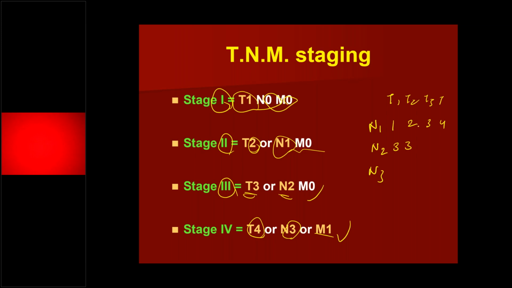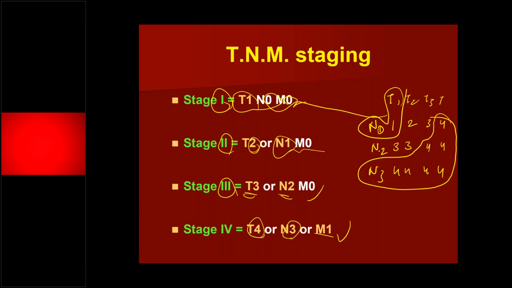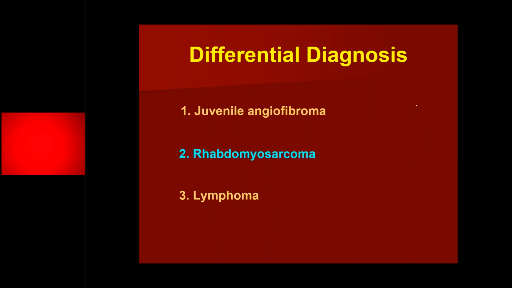Okay, 3, 3, all 4s. These will all be 4s. So these all become stage 4. T1, N1 will become stage 1. N0 will become N0, N1, N2, N3. You have to draw it like this. I'll tell you a table at the end of the day. You can just use it for all the particular stagings.